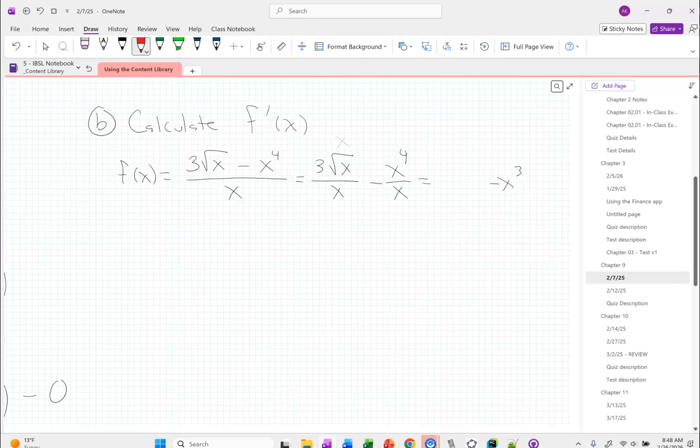We know the square root of x is the same thing as x to the 1/2. So when I divide x to the 1/2 by x to the first, I get x to the negative 1/2, right? Because what are we doing with the exponents when we divide? Subtract. So I have 1/2 minus 1. And now this is in a form where I can start doing my derivative.